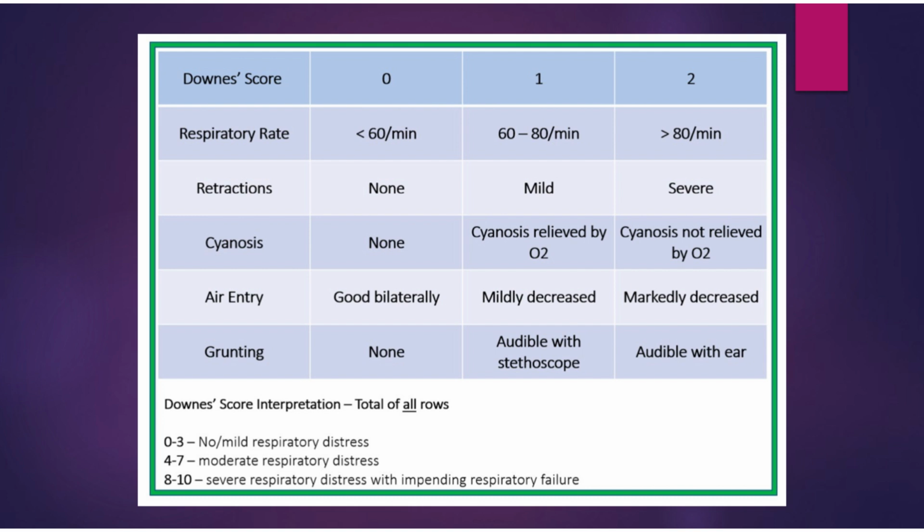And essentially they have the same cutoffs. So if you've got 4 or above, you've got moderate respiratory distress on the SAS score or the Downes score, and you need CPAP. And if you're above 7, if you're 8 or above, then you've got severe respiratory distress.